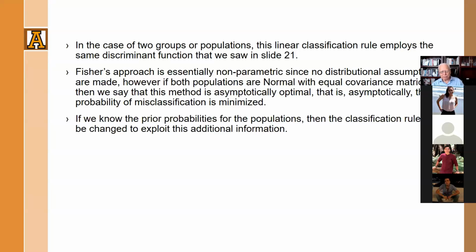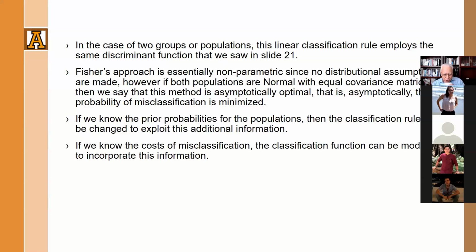That is an assumption. If we know the prior probabilities of populations, then we can use them, and the classification rule is adjusted according to those prior probabilities. Okay, we seldom know that, and so the algorithms that we use to compute the Fisher linear discriminant analysis function take the sample estimates of the prior probabilities, because we seldom know those prior probabilities.